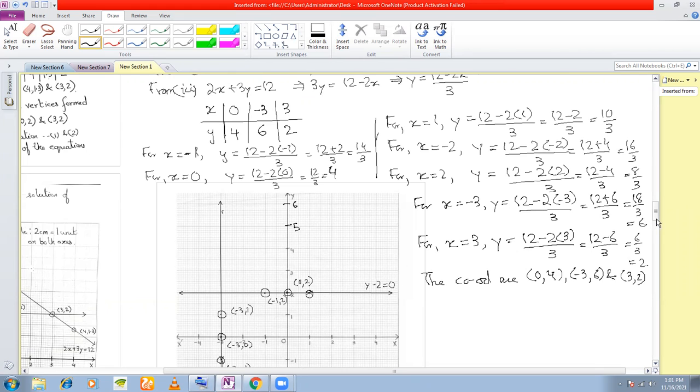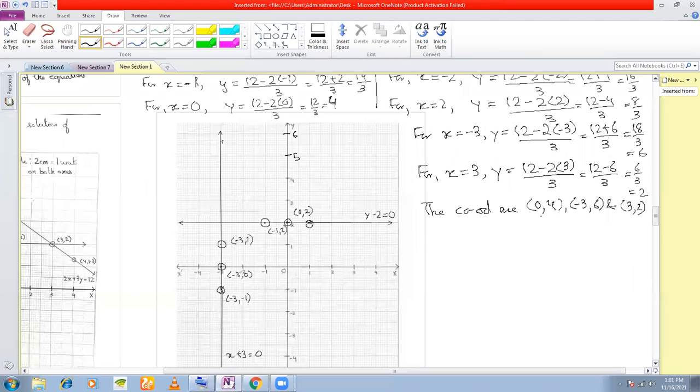Let's plot these points here. 0, 4. See that in this, x coordinate is 0. That means this must be a point on the y-axis. So 0, 4. This is the point here. Next, minus 3, 6. Minus 3, 6 means minus 3, and then you have this. So here, minus 3 is this point here. Right? And then 3, 2. 3, 2 is a point here. Yes? Any confusion? No confusion?